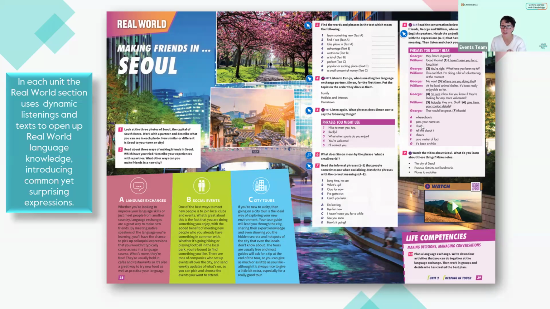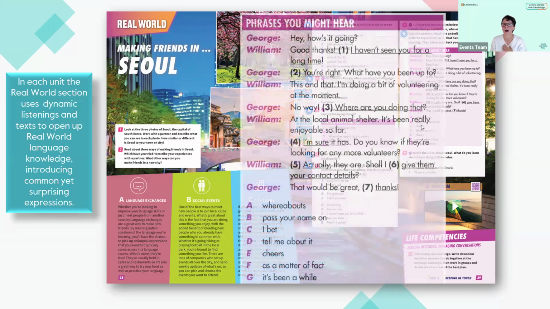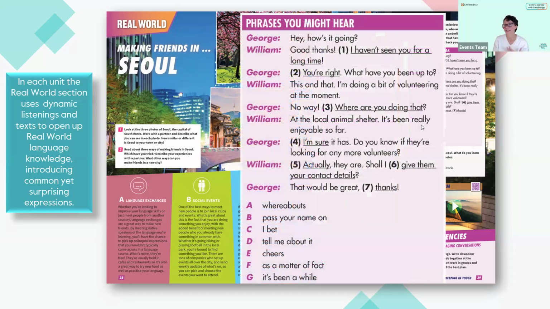And let's have a look at some of the real world language phrases they may hear. So the idea is that they're exposed to real world functional idiomatic language that they might use or hear. So if you see on the screen here, phrases you might hear. So if I highlight 3 and 4, for example, where are you doing that? And 4 is I'm sure, they have to match with the idiomatic expressions at the bottom.